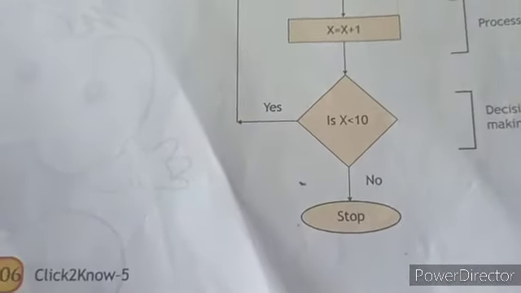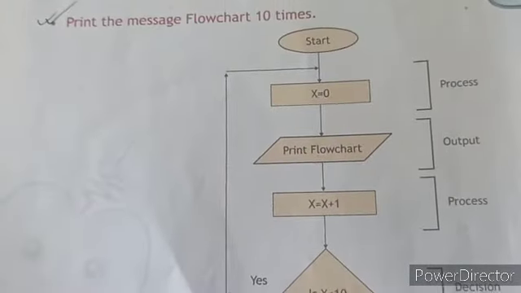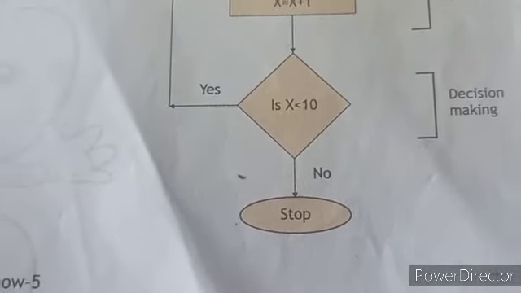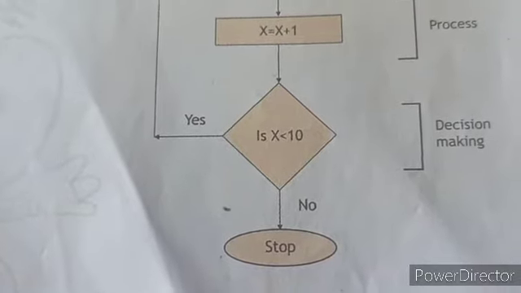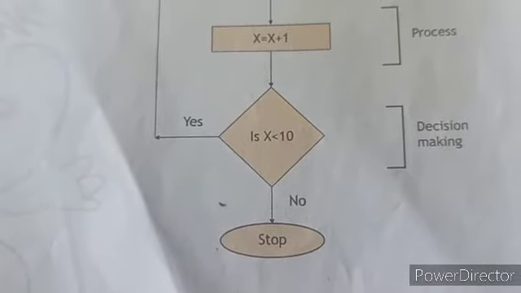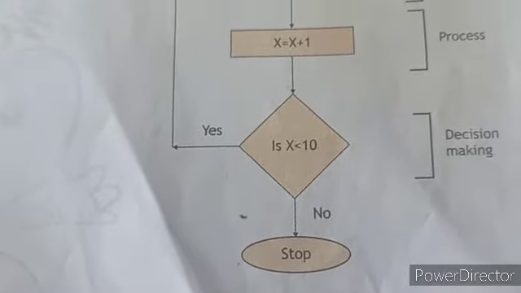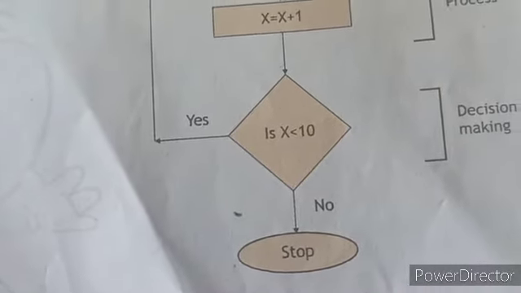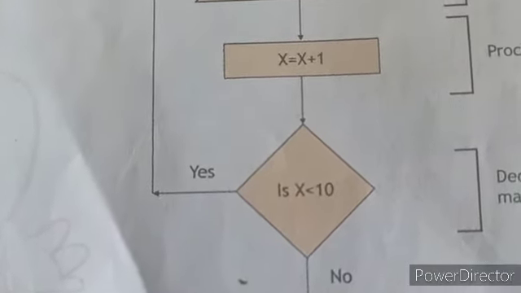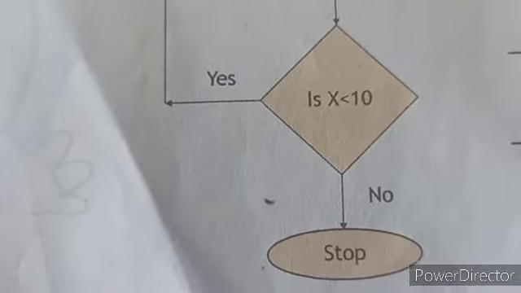Next step is the condition box. Because the question is to print the word flow chart 10 times, here you have to give the condition that the value will be increased if it is less than 10. When it is 10, the last time it will be printed and the program will be completed. So in the decision box, it checks whether the x value is less than 10 or greater than 10. I have just increased the value by 1, so the x value is 1 now, and it is less than 10.